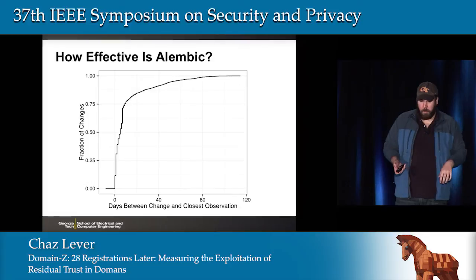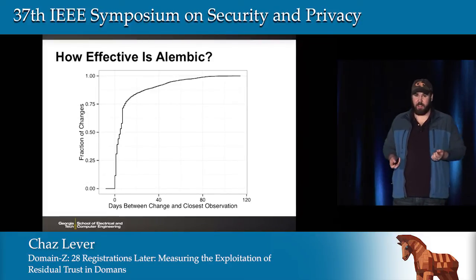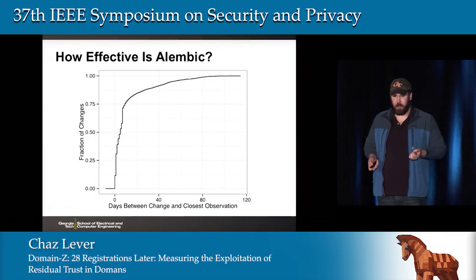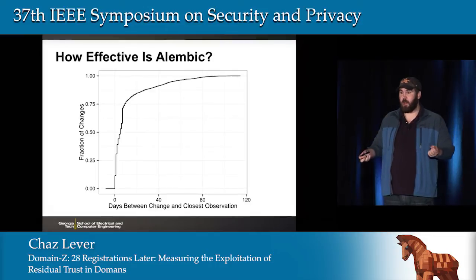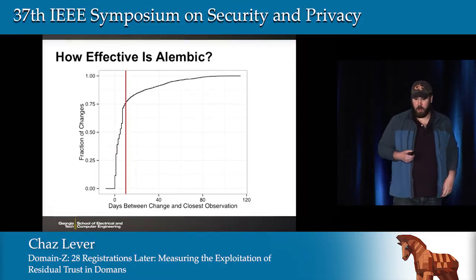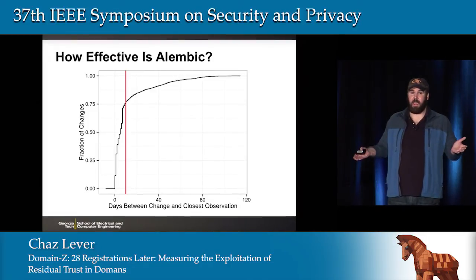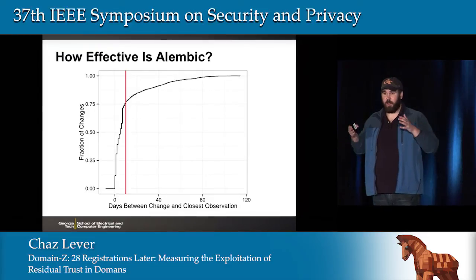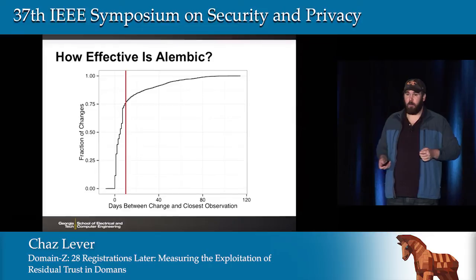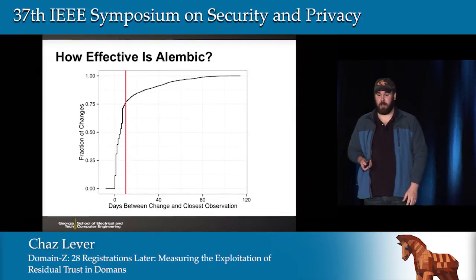So how effective is our Alembic algorithm? Well, one of the challenges that we faced was the sparsity of passive DNS data. Due to this, we didn't always have an observation immediately near an ownership change event. What you'll notice here is that about 75% of the domains were within 10 days. So this means that if we flag a domain as likely being a candidate for ownership change within 10 days of when it actually expired, our algorithm was doing pretty good given the sparsity of passive DNS data.